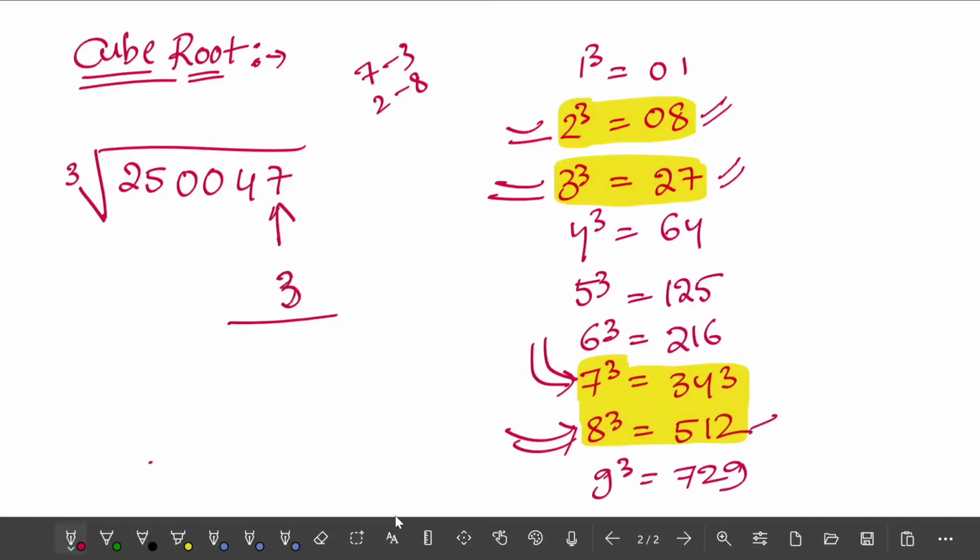So here we put 3. Next, we have to leave the last 3 digits from the right side. Before 250, is there any cube number? Yes. What is that? 216. 216 is 6's cube. So 63 is our answer. Clear? Let us take one more example.